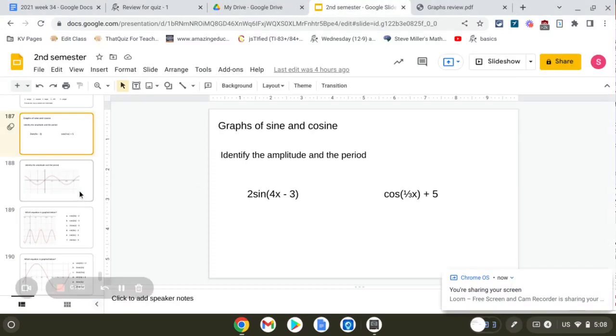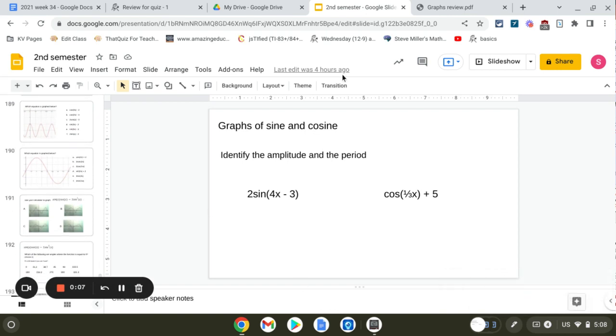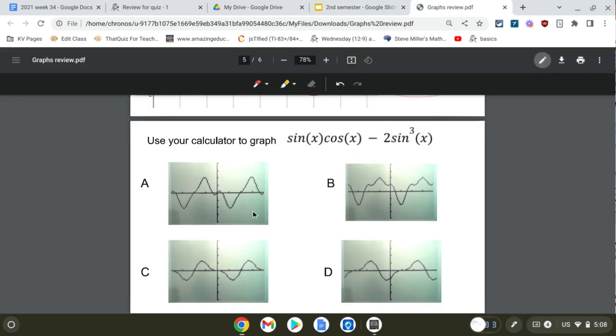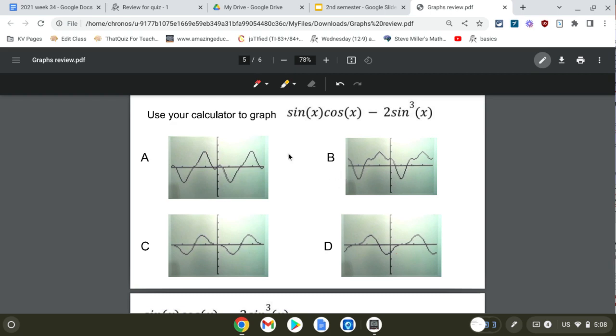Okay, so on the fifth slide here, oh, I'm in the wrong file here. On the fifth slide here, I want you to graph this wild-looking equation here. Now, this is not your standard sine and cosine graph, so I don't expect you to be able to recognize it without using a graphing calculator.